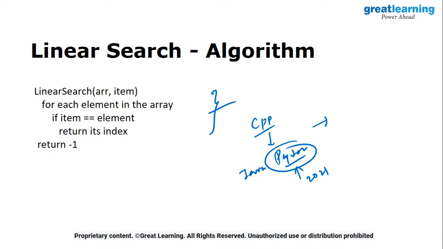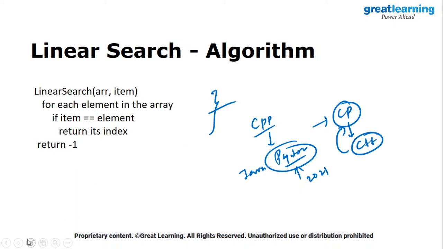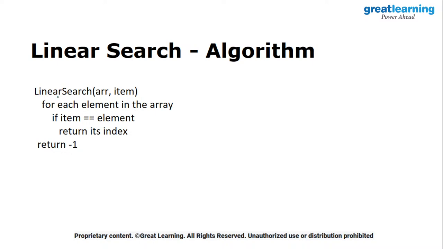Now, if you're looking for competitive programming, if you're interested in CP, you should definitely go with C++ and code out the problems that are there in GeeksforGeeks and LeetCode. Okay, with that done, let's continue. Let's erase this. So now if you see, we have this method written, linear search, and we have an array, and then there's an item, right?